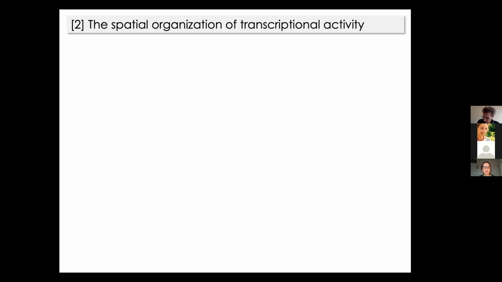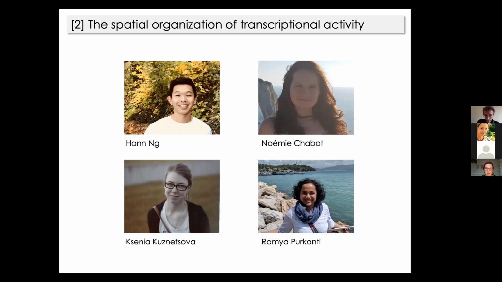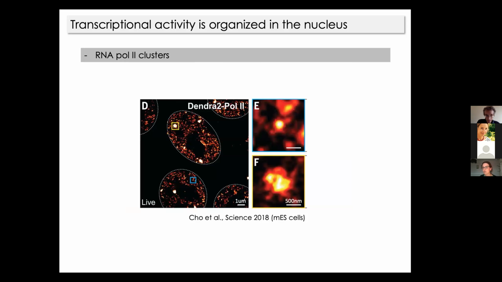So this is about the spatial organization of transcriptional activity, and this work is done by 3 graduate students and a postdoc in my lab. Just as a means of a brief introduction, it has become clear over the last couple of years that when you think about transcriptional activity, you should think about it occurring in specific locations in the nucleus. So there's not a uniform distribution of activity throughout the nucleus.